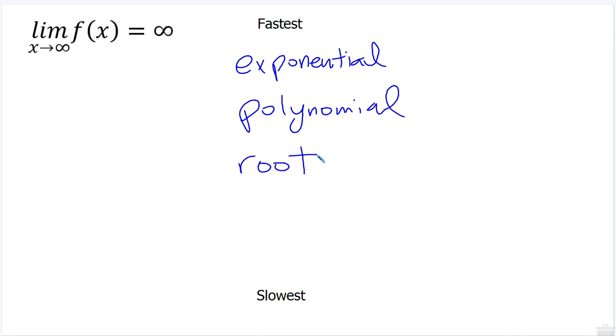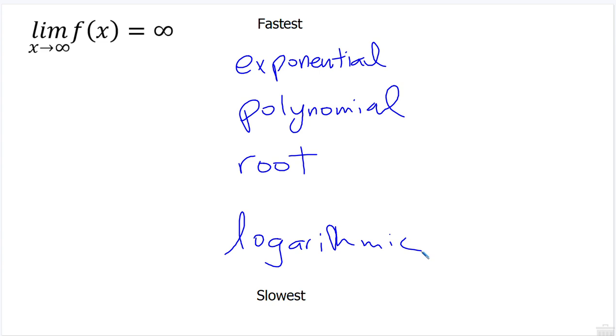So a square root is going to go towards infinity faster than a cube root, which will go faster than a fourth root, and so on. And then down to the slowest one that we'll deal with, which is the logarithmic functions. Logarithmic functions, just like we just dealt with the natural log, still go towards infinity. They just do it more slowly than other functions do.